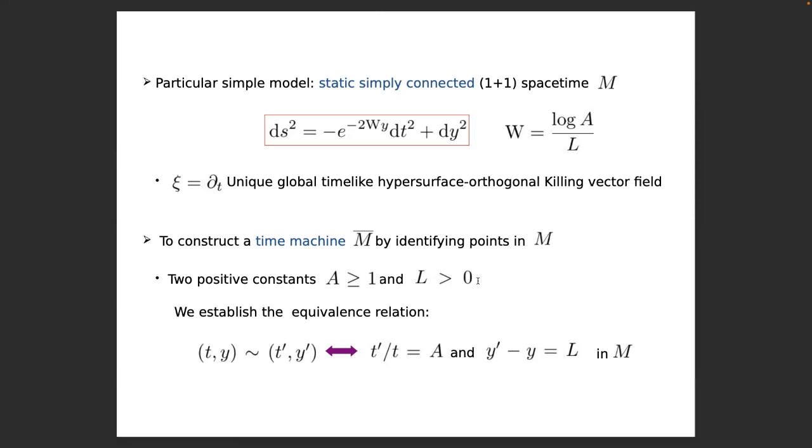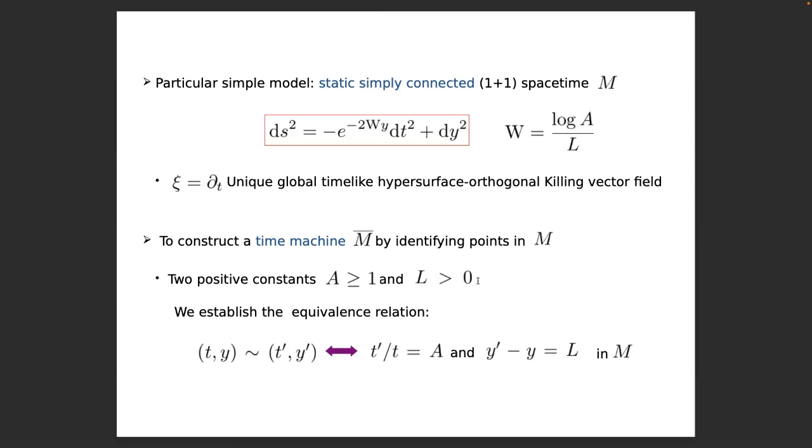Now, when I construct the time machine from here, what I have to do, as I previously told you, is to identify points in this M. And to identify those points, I make use of these constants that I defined before, which I assume to be positive without any loss of generality. So L is greater than zero, and A is greater than or equal to one. And all this identification is based on this equivalence relation, which is what is giving us the multiply connectedness character of the time machine.